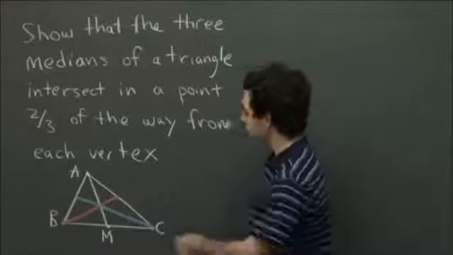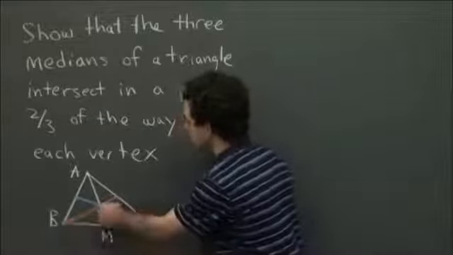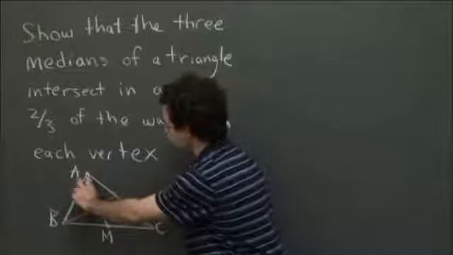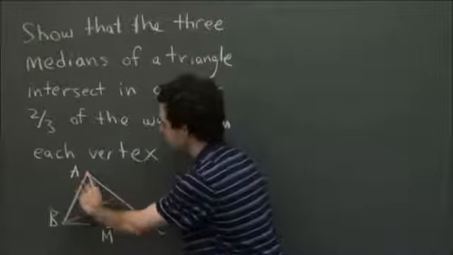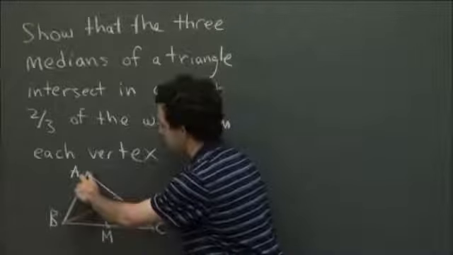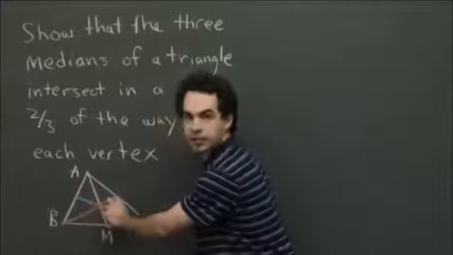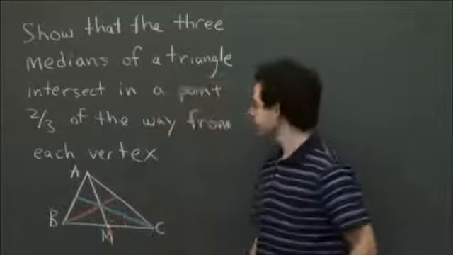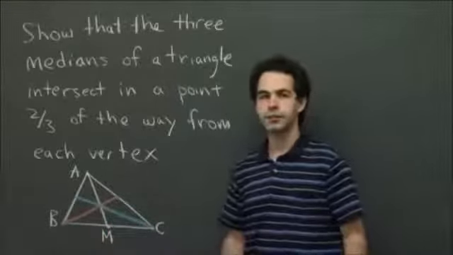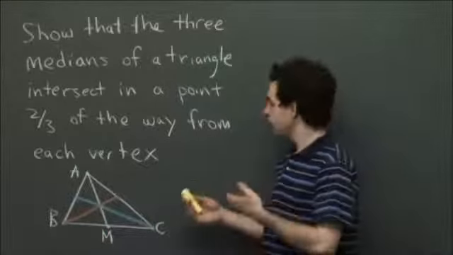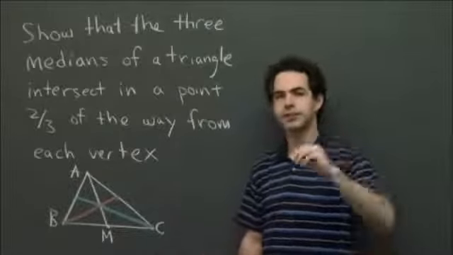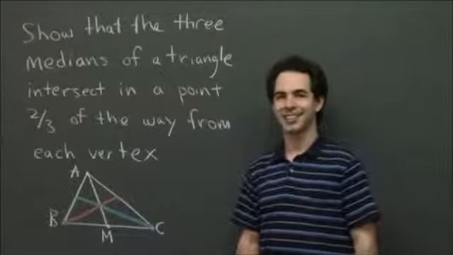And what I'm asking you to show is that these three medians all intersect in the same point, and also that this point divides the median into two pieces, and the big piece is twice as large as the small piece. So this is 2/3 of the median, and this is 1/3 of the median. So why don't you take a few minutes, work that out, try and do it using vectors as much as possible. Pause the video, come back, and we can work on it together.